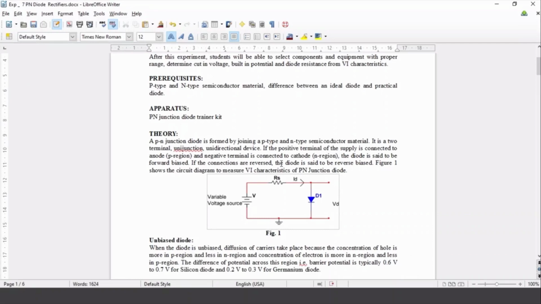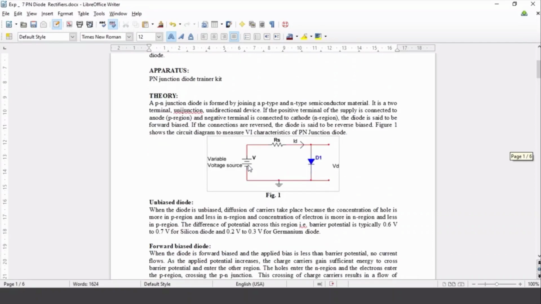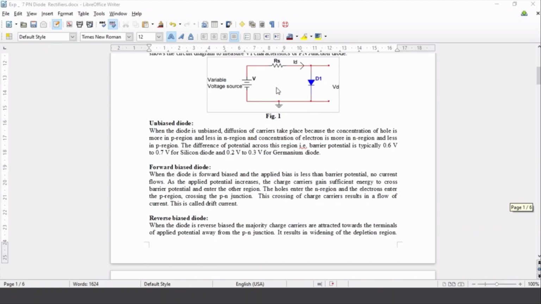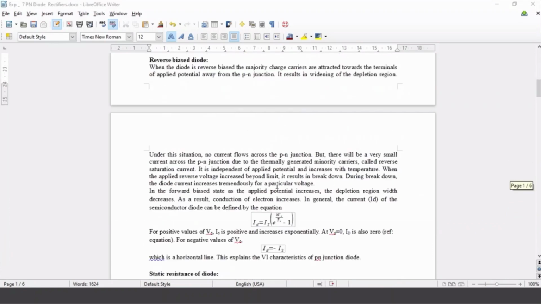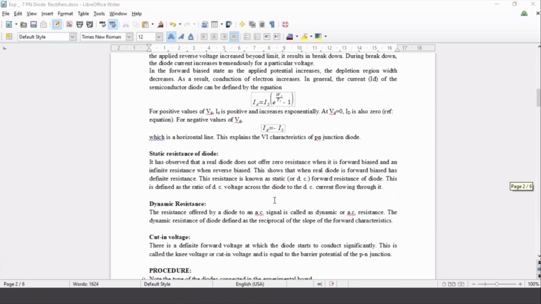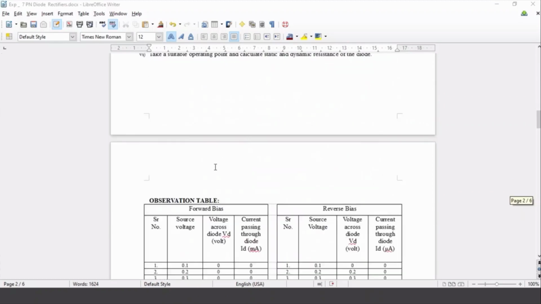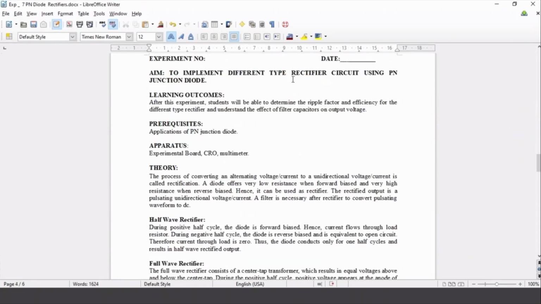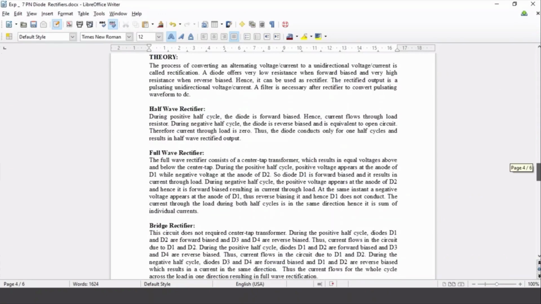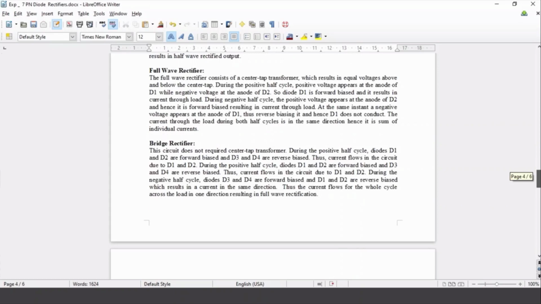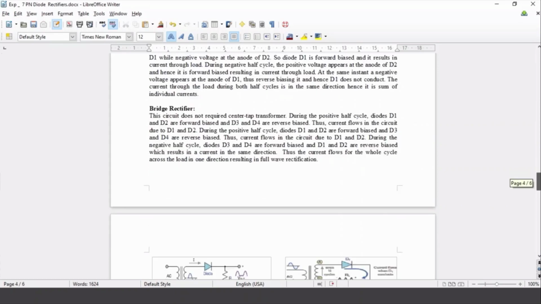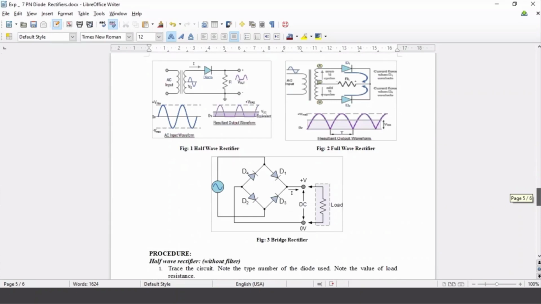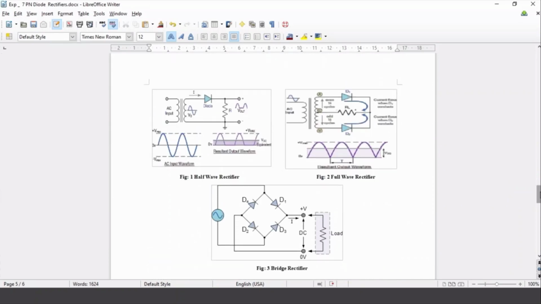Yes, sir. Yeah. So this is the first part I was telling you regarding the PN junction diode, and this will be the circuit which we'll implement and see the current versus voltage characteristics, and we'll see what are the different types of resistances defined for a diode, and then what is the observation table and so on. And then the B part of this experiment is implementing various rectifier circuits. So we will see what is the theory behind half wave rectification, full wave rectification, and bridge rectification. All the three circuits we will see and derive some important factors for all these three circuits. Fine. So let us start the session.